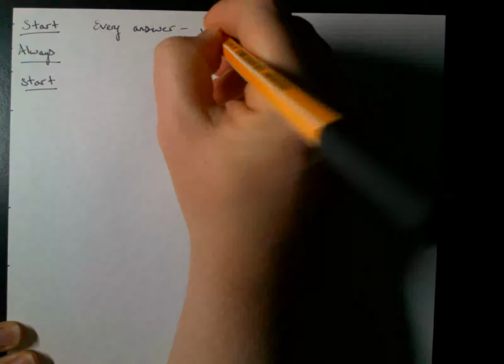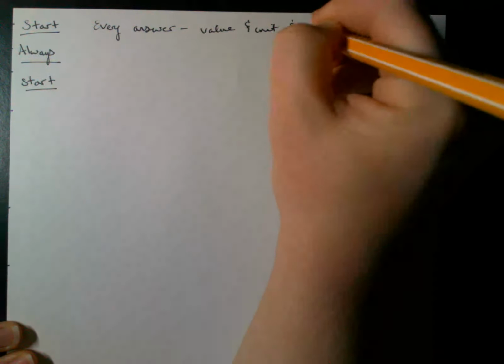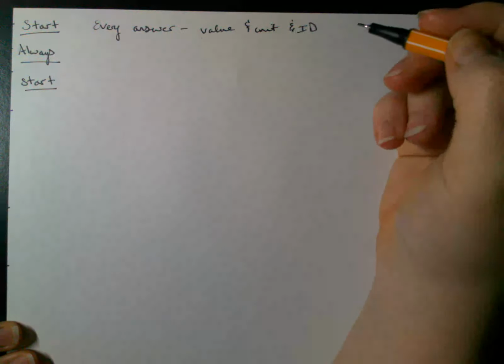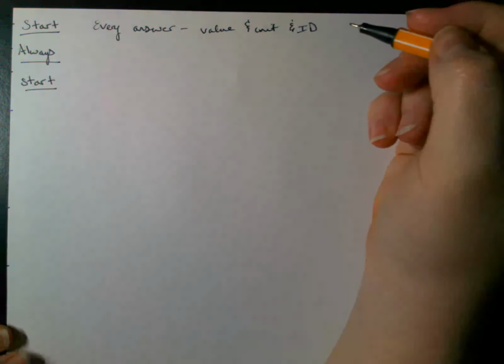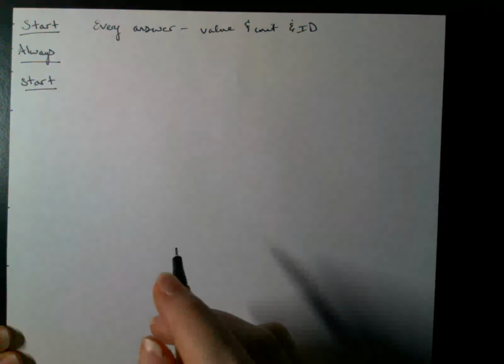Hi everyone. So to start with a couple of notes, we want you to start giving every answer a value in a unit, which you guys are comfortable with. But now we're also going to add that you need to give it an identification. So 6 moles is no longer good enough. You need to say 6 moles of sodium chloride, and obviously proper sig figs.